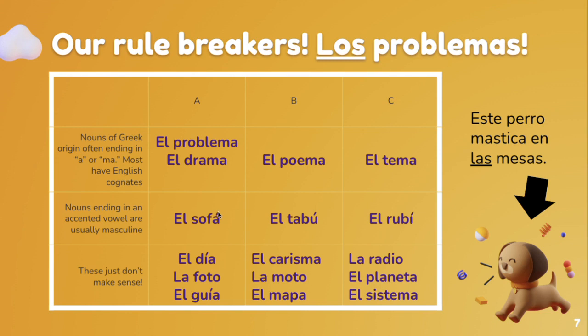All right, now some confusing ones where you think, oh, these are definitely going to be la as well. No. El sofá, right? So nouns ending in an accented vowel are usually masculine, right? And so that's something that you can remember with these accented vowels. So it's going to be el sofá, el tabú, el rubí. All right. So all of those are an accented vowel. Therefore, you can remember, all right, even though this is ending in an A, it's accented. So it's going to become el instead of la sofá.